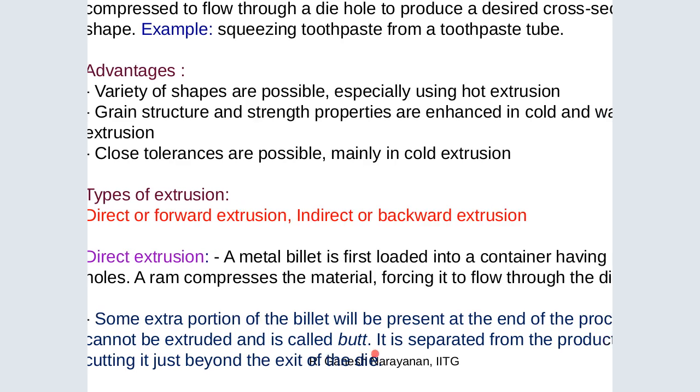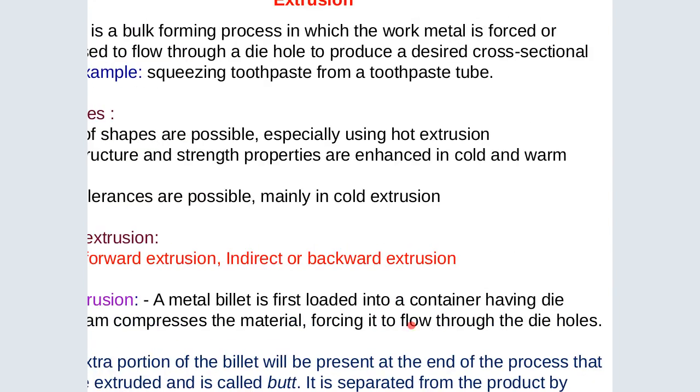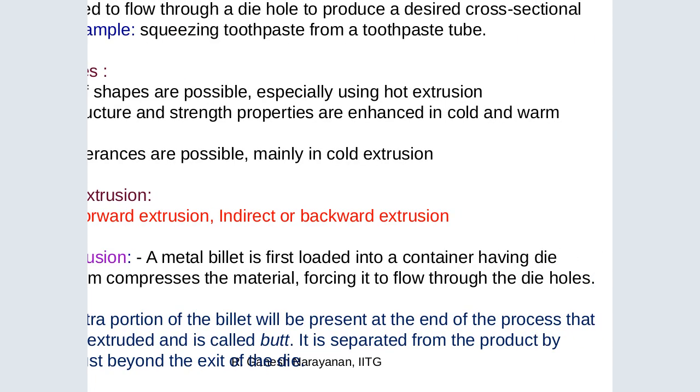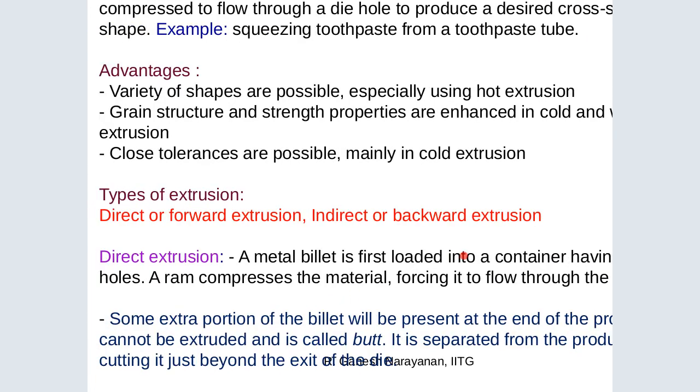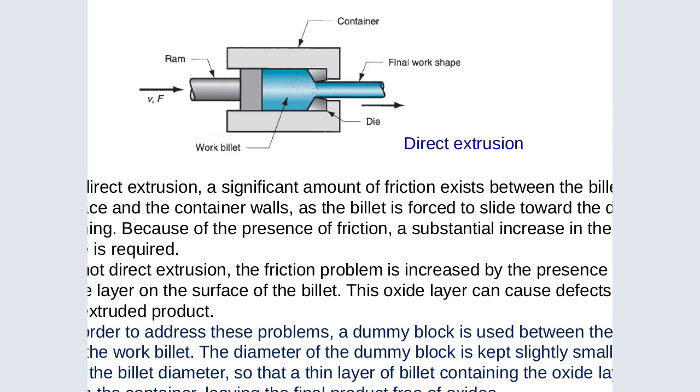Some extra portion of the billet will be present at the end of the process that cannot be extruded, and it is called the butt. It is separated from the product by cutting it just beyond the exit. So let us see how that happens. So we can see the direct extrusion.